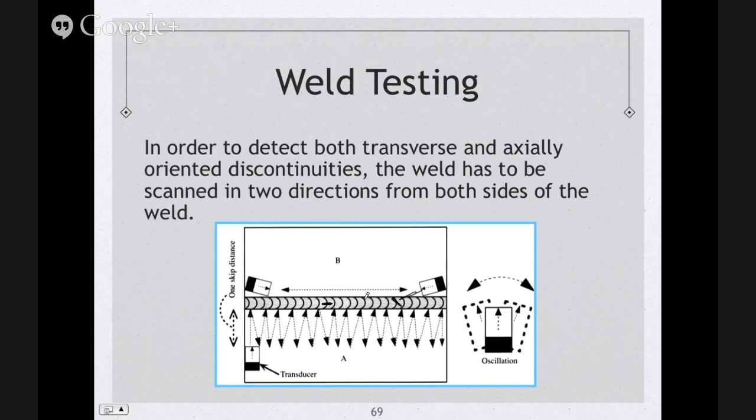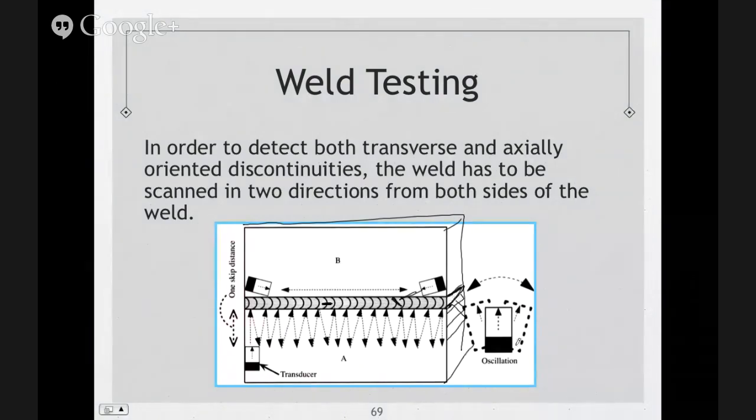Why? Because if you take a look at a cross section of this plate, you would see that this is your weld. So you want to scan back and forth so you get all this area covered.